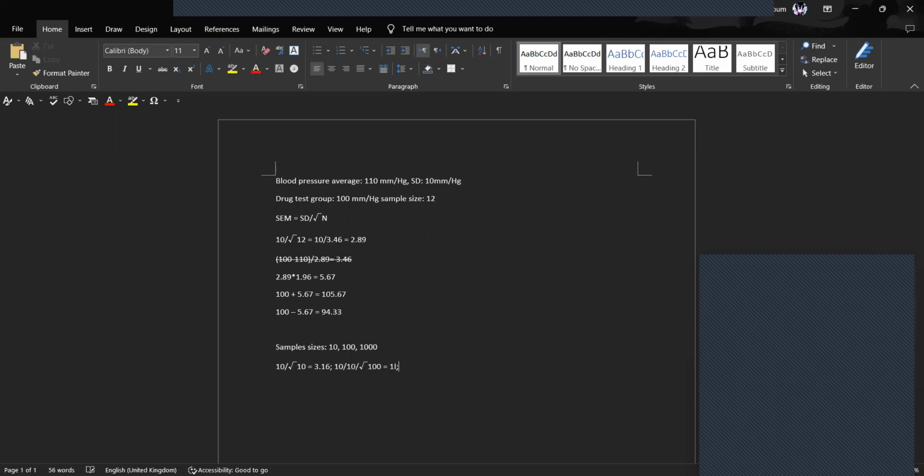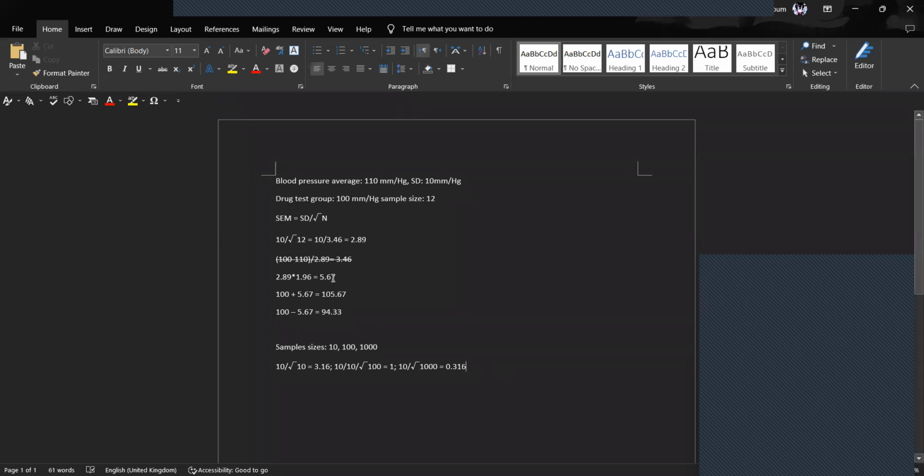And so then it becomes 1 if you put your sample as 100, and if you put your sample as 1,000, what you'll find is that it's 0.316. Okay, so you'll notice that the standard error of the mean is getting smaller.